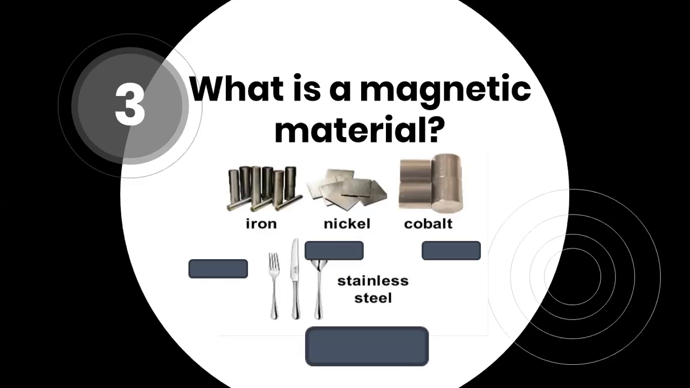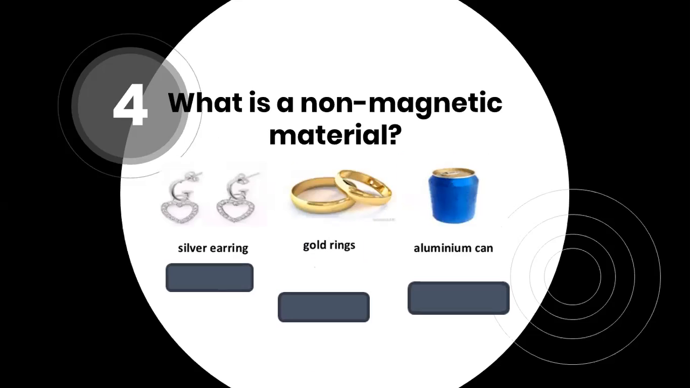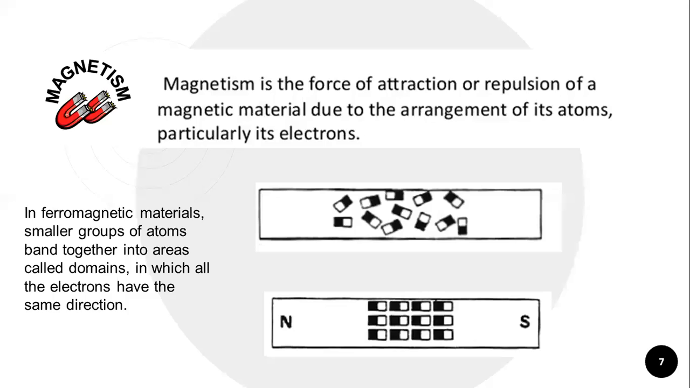We classify materials as magnetic and non-magnetic according to whether or not they can be attracted by a magnet. All the materials that are attracted by the magnet, like iron, nickel, cobalt, and steel, are called magnetic. Materials that are not attracted by the magnet, like silver, gold, and aluminum, are called non-magnetic materials. So that was all the review for the last topic. Let's start the new one.